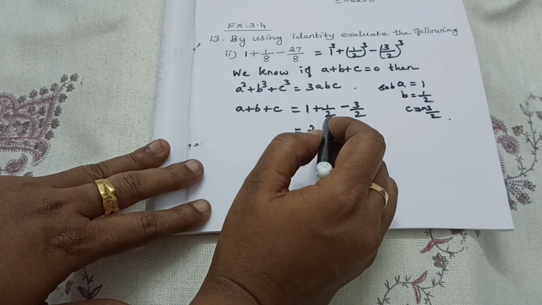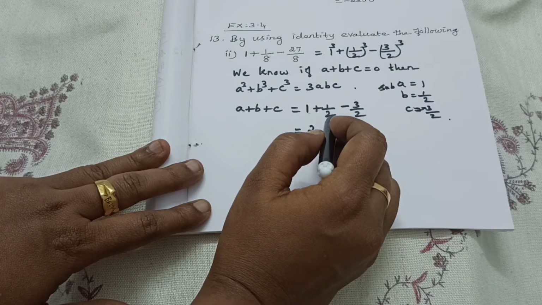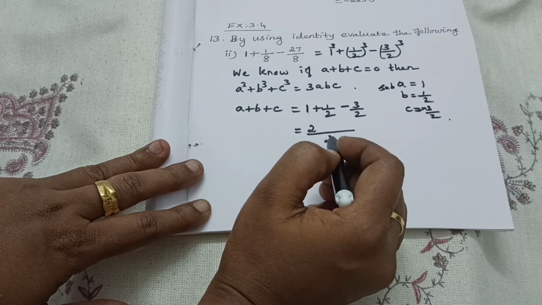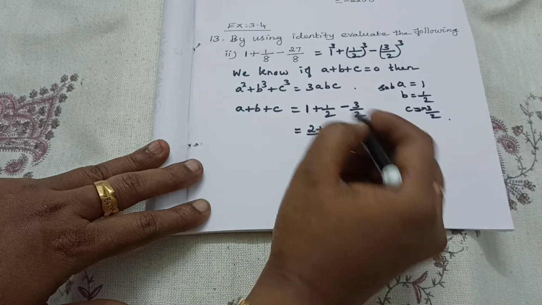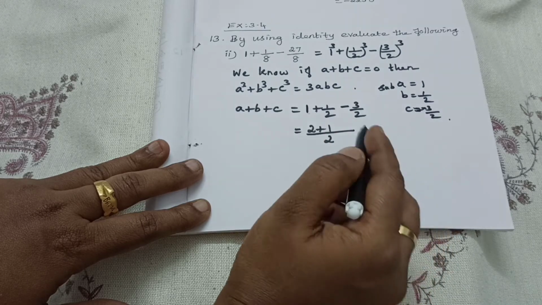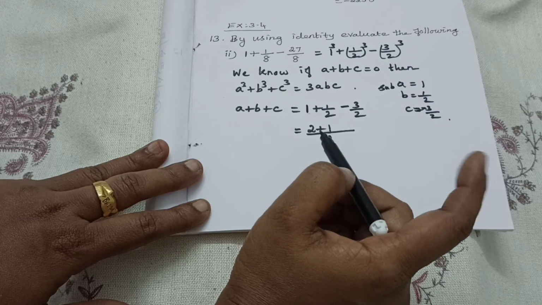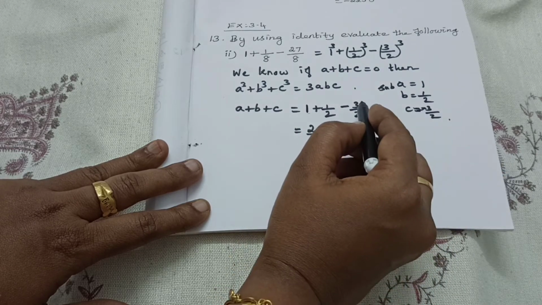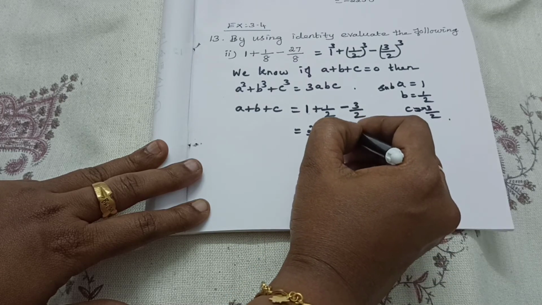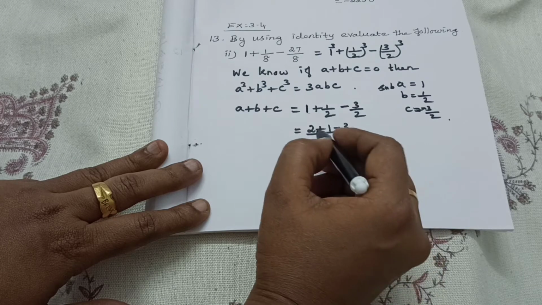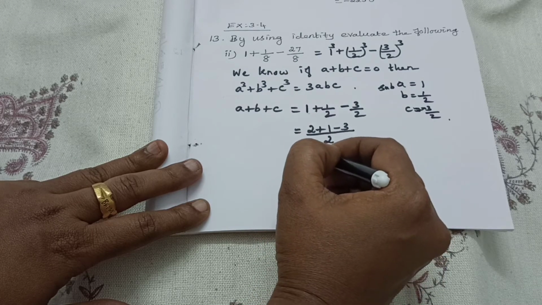Okay. Then here the denominator 2 is there. How many 2s are in 2? 1, isn't it? That 1 we have to multiply there. 1 into 1 is what? 1. Now how many 2s are in 2? 1, isn't it? That 1 we have to multiply here. 3 into 1 is what? 3. Minus 3. Then equal to 2 plus 1 is 3.